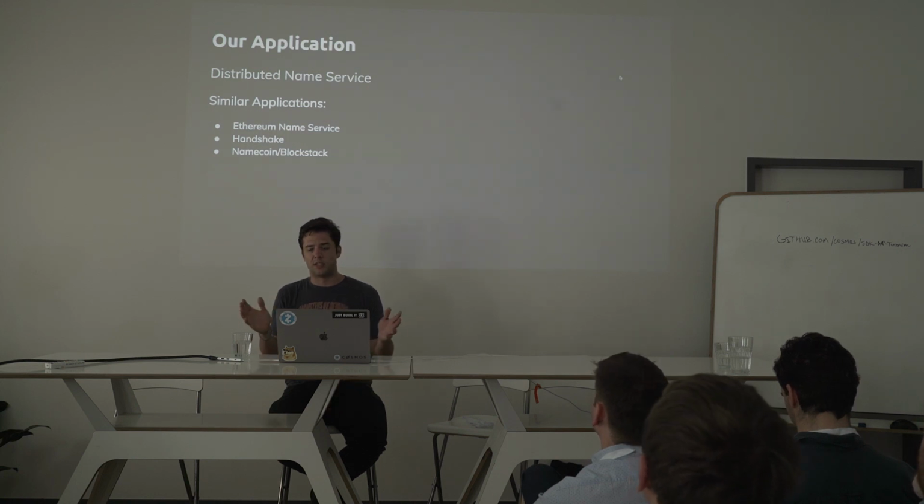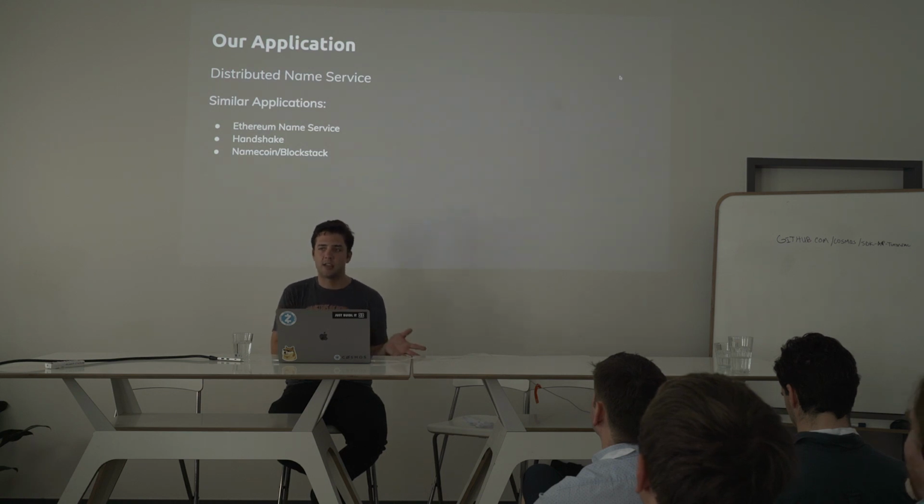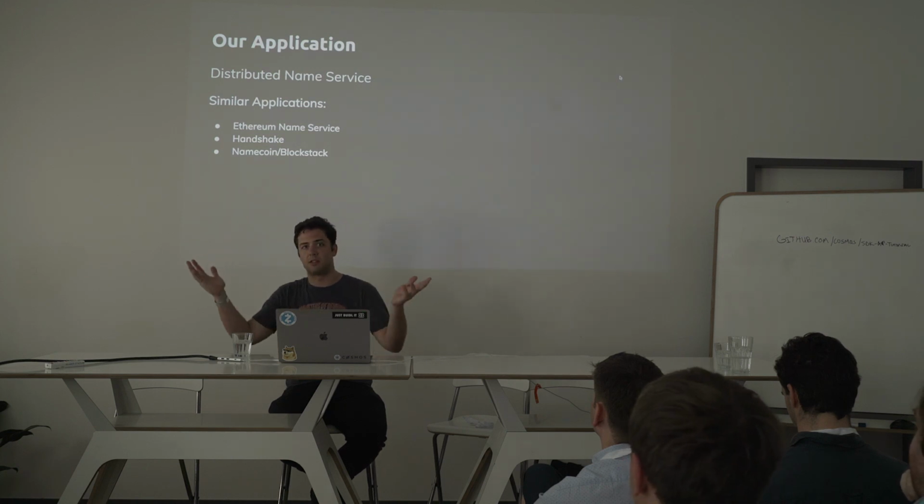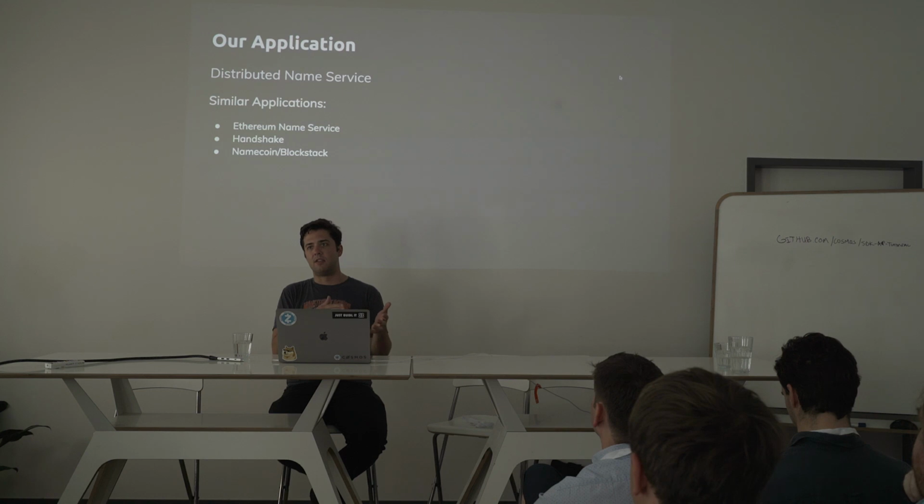So what are we building today? We're going to build a distributed name service that's similar to ENS, Handshake, Namecoin, Blockstack. So what these applications essentially do is you have a human-readable identifier that maps to something that's machine-readable. Like in the DNS service, that's a domain name mapping to an IP or a bunch of other data. Obviously, DNS gets used for a ton of stuff, but this application does exactly the same thing, just in a more limited capacity.